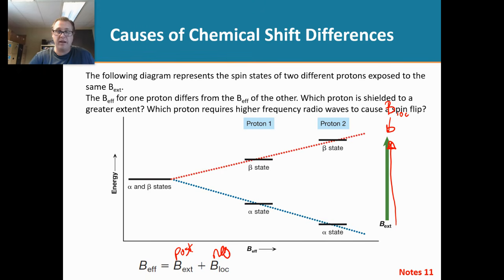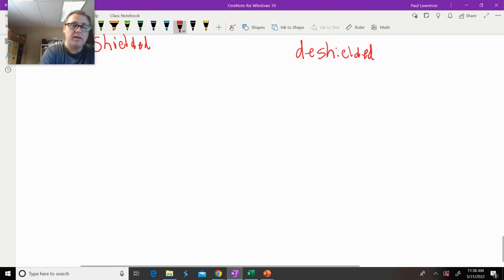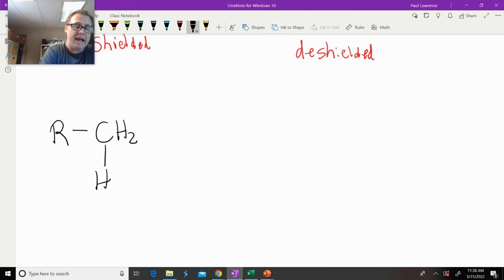What I want to show you here is the shielding and deshielding idea. We have proton 1 and proton 2, and I'm going to draw those molecules on this whiteboard right here. If I have a generic molecule here, and I'm looking at this hydrogen right here, I compare that to this molecule right here.